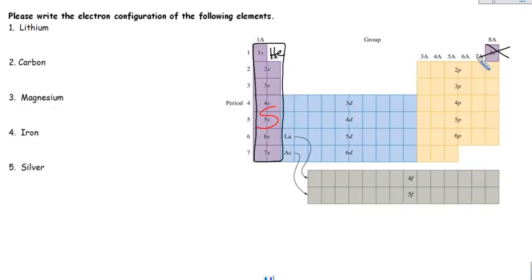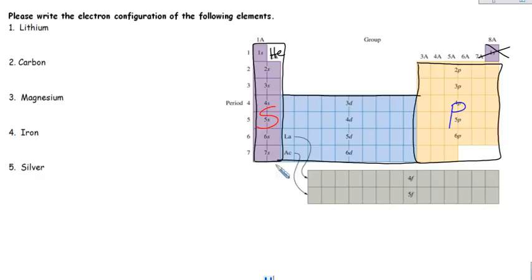Next, I'm going to go across to my p block. My p block goes across 6 to represent the 6 electrons that fit in p orbitals. In the middle, I've got the d block. The d block should go across 10 to represent the 10 electrons that fit in d orbitals.